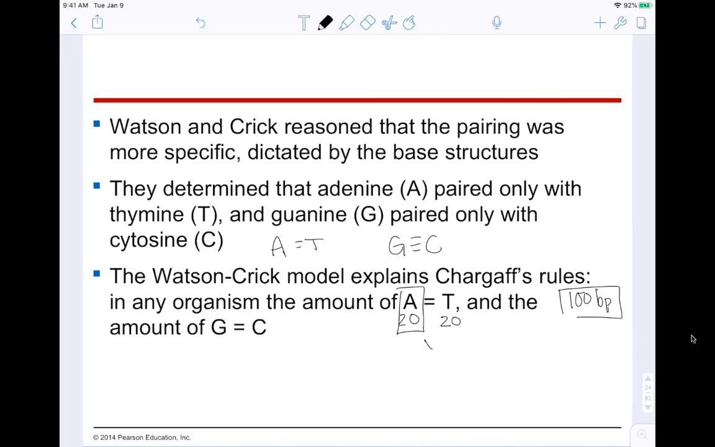So that makes up 40. And when you do 100, our total, minus 40, you end up with 60. But now we need to find out what G and C are. Well, hey, there's two of those and there's a round number here. We're gonna divide it by two to give you 30, which means that we have 30 guanine and we have 30 cytosine. That checks out. So you might be asked a question similar to that on an exam. I know a lot of teachers like to use that.